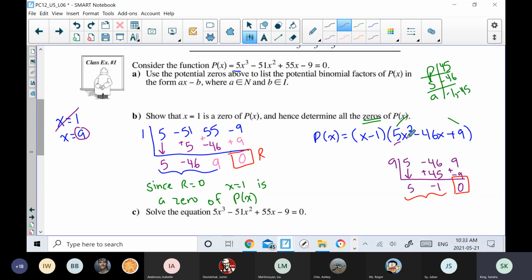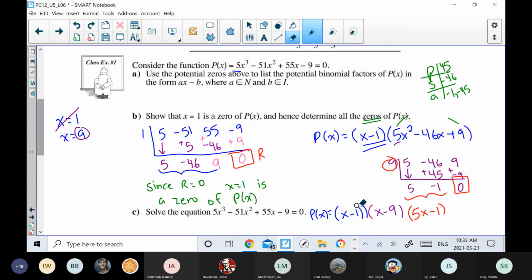It was a second degree polynomial. So this quotient is going to be a first degree, which would be 5x minus 1. And then we had the 9. So the factor that gives you a root or a 0 of 9 would be x minus 9. And then we had this guy. And that would be our polynomial completely factored. Okay, looks like I have an extra bracket. But yeah, that's what the polynomial would be.